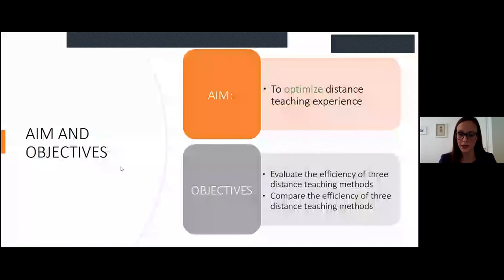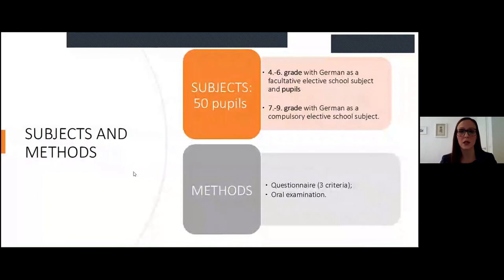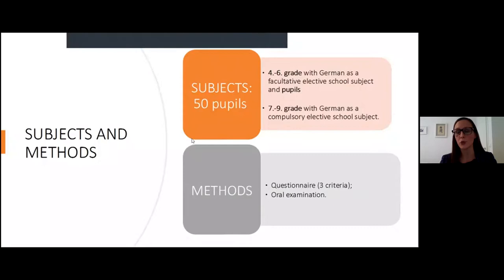Okay. So the subjects that were included in this study were 50 pupils from our school, from fourth to sixth grade with German as a facultative elective school subject, and pupils from seventh to ninth grade with German as a compulsory elective school subject. The methods used in this study were a simple questionnaire regarding three criteria: time efficiency, motivation level, and understanding of the topic. Also, I evaluated all these three methods during the oral examination.